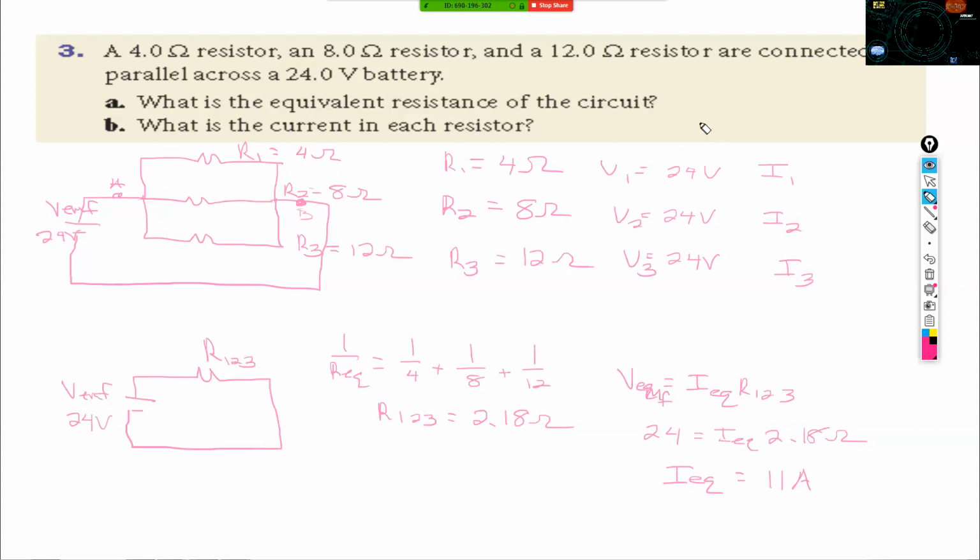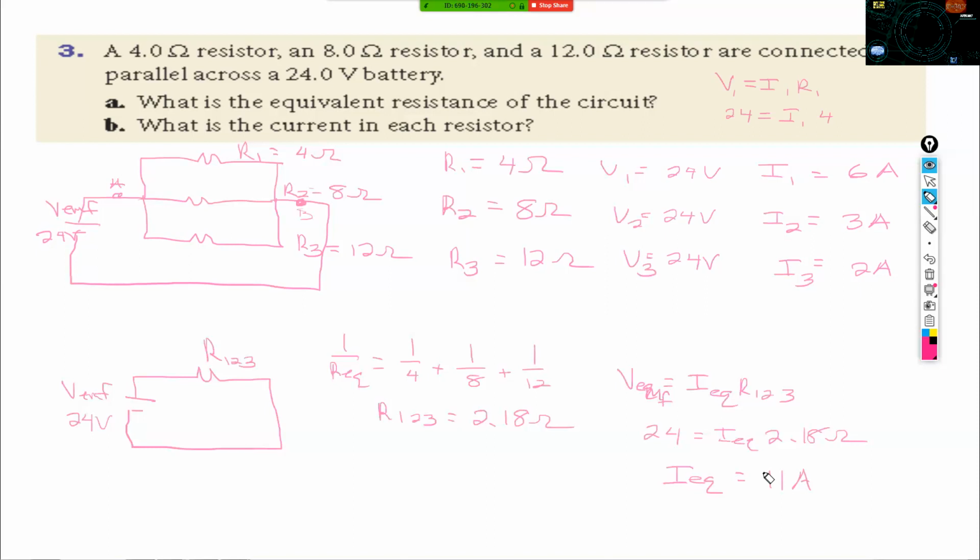Now you have two of the three, so you're just going to apply Ohm's law for each one. So say you're doing it for one. So 24, the current through one times its resistance, plug and chug, you'll get 6 amps. Do the same thing for two, you'll find it's 3 amps. And the same thing through three, you'll get 2 amps. And the total should come up to 11 amps, which it does.